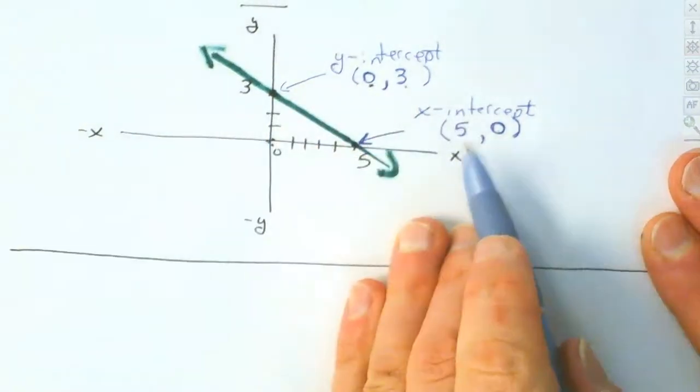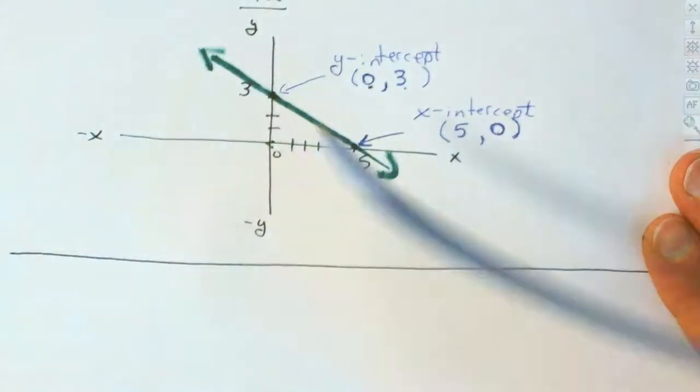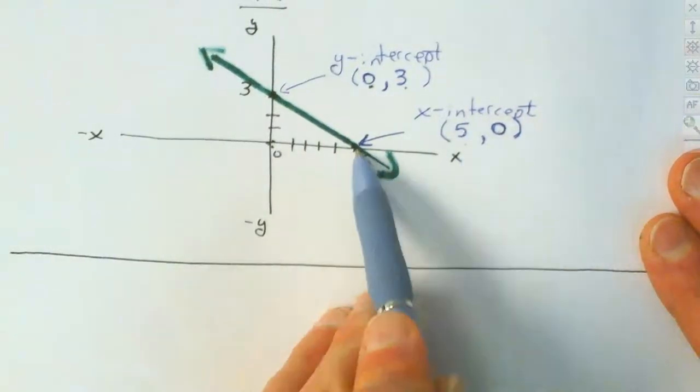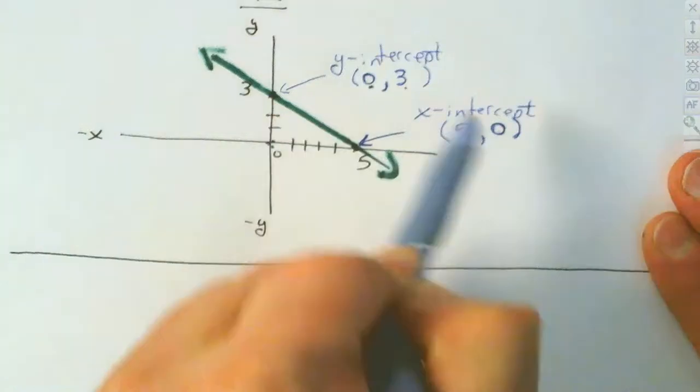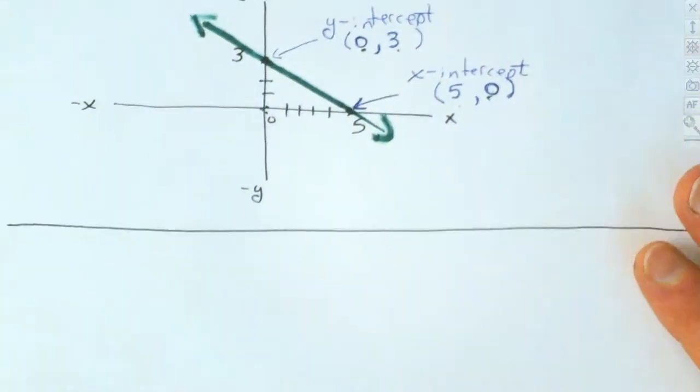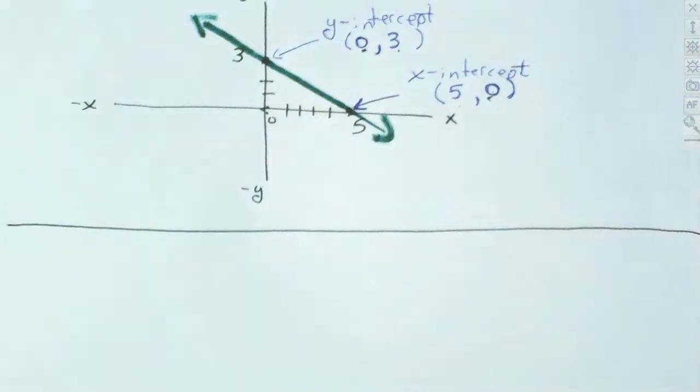Now, what about the x-intercept? That one is going forward 5 units. And are we going up or down any? No. So it's at 0. Does that make sense now? Okay. So those graphically are what the intercepts are. And intercepts are where they cross the axes.